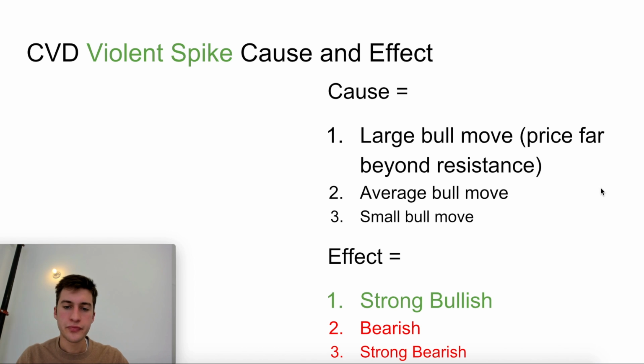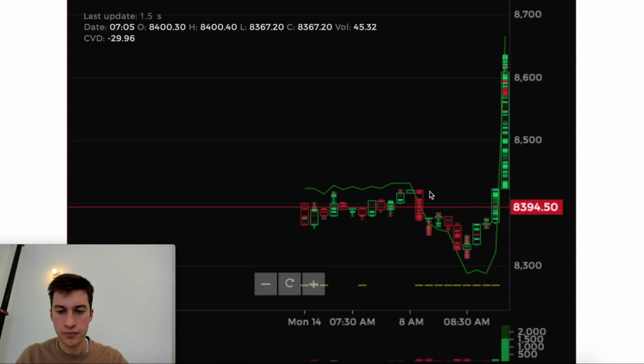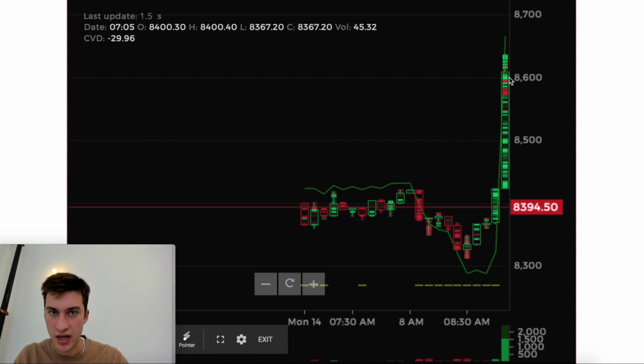Why? Well, if we were to categorize different types of bullish moves into 3 types, we have the strong, large bull moves, average, and the small. And we combine that with a violent spike in CVD, we can get some interesting results. So when we see a large bull move, that means that price moves far beyond resistance here. We're not getting any stop loss hunt where price goes here, hits stop losses, and then goes back down. This is not a stop loss hunt. This is just a genuine uptrend.